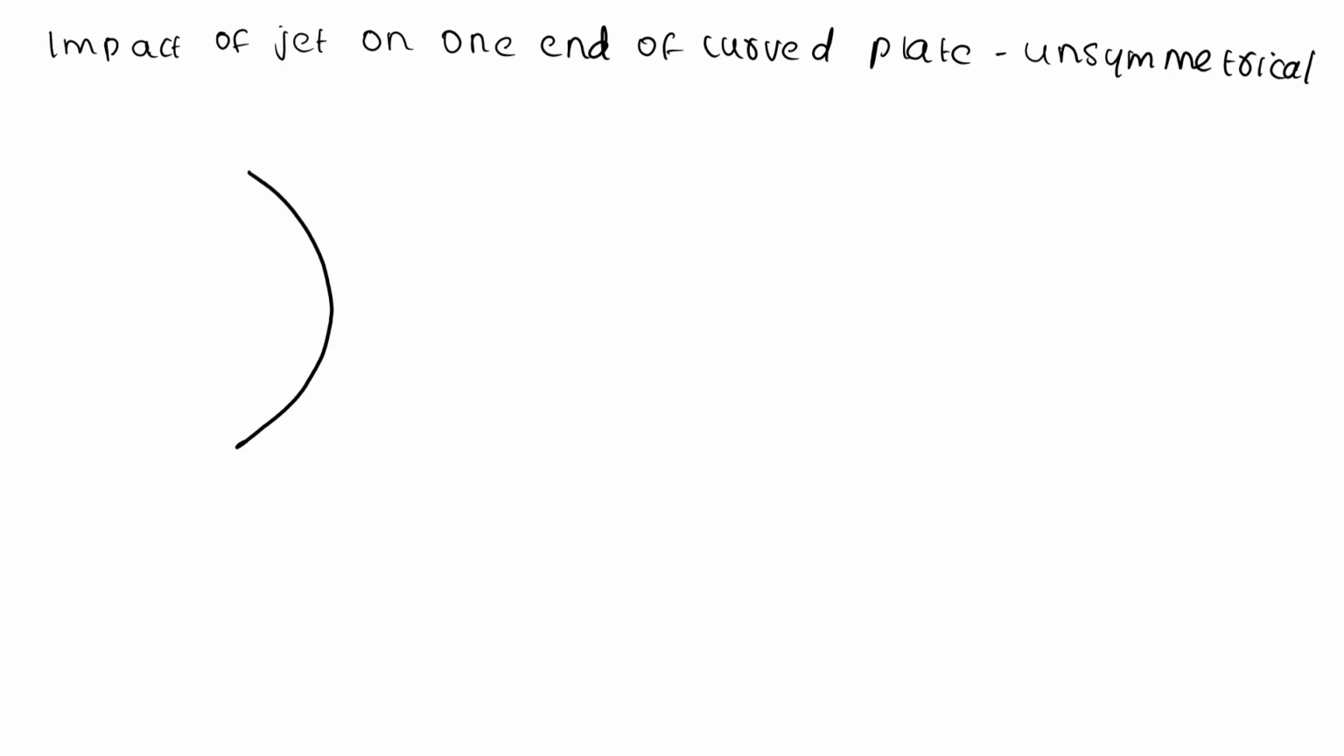So in the previous video we learned the impact of a jet on one end of a curved plate, but there we considered a symmetrical plate. Here we are considering an unsymmetrical plate. That means if I consider an axis, then both sides won't be the same. So I am assuming a jet of water with a velocity v strikes this end.